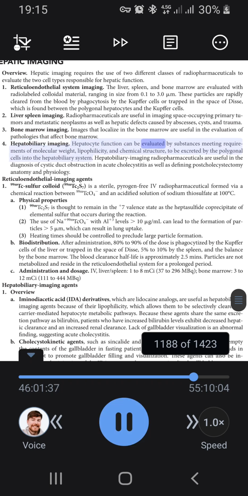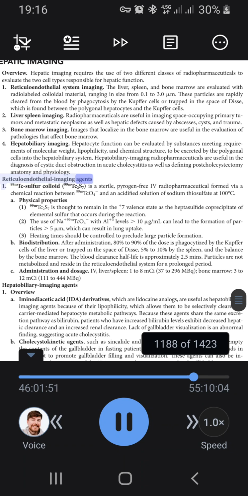Hepatocyte function can be evaluated by substances meeting requirements of molecular weight, lipophilicity, and chemical structure to be excreted by the polygonal cells into the hepatobiliary system. Hepatobiliary imaging radiopharmaceuticals are useful in the diagnosis of cystic duct obstruction, in acute cholecystitis, as well as defining post-cholecystectomy anatomy and physiology.